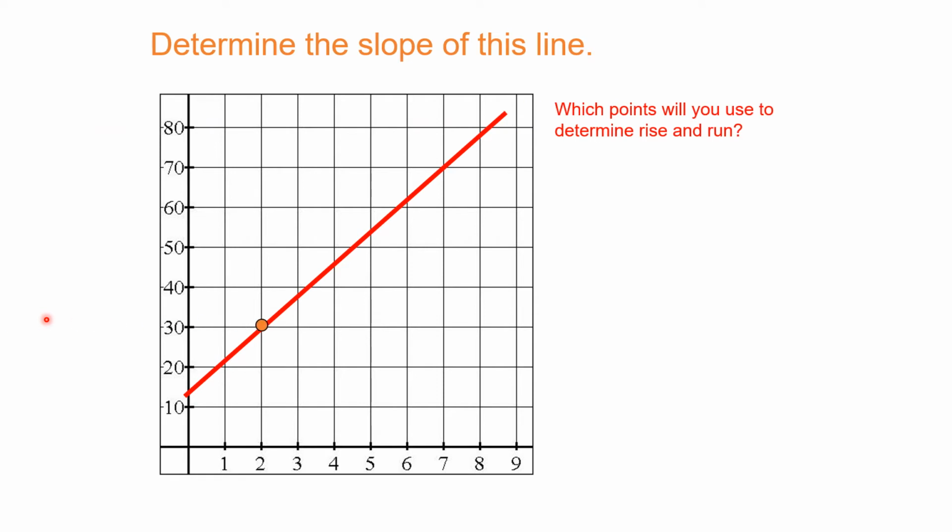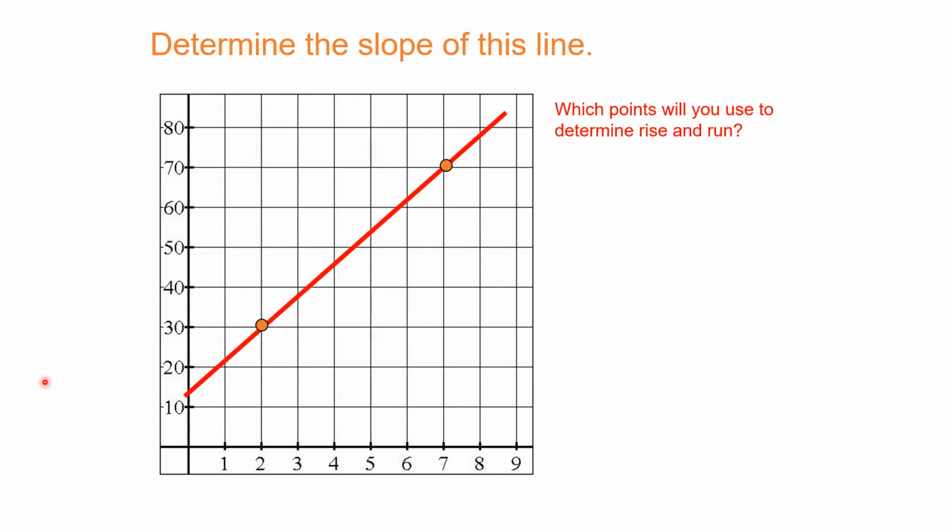So here's a good one. Maybe you were looking at that one. 2 and 30 is a good coordinate. And how about another one? There's another good one, 7 and 70. So notice the scale here. This time we're counting by tens, not by ones. So when I do my rise, I can't just say the rise is 1, 2, 3, 4 units, because it's not a 4. I'm counting by tens.